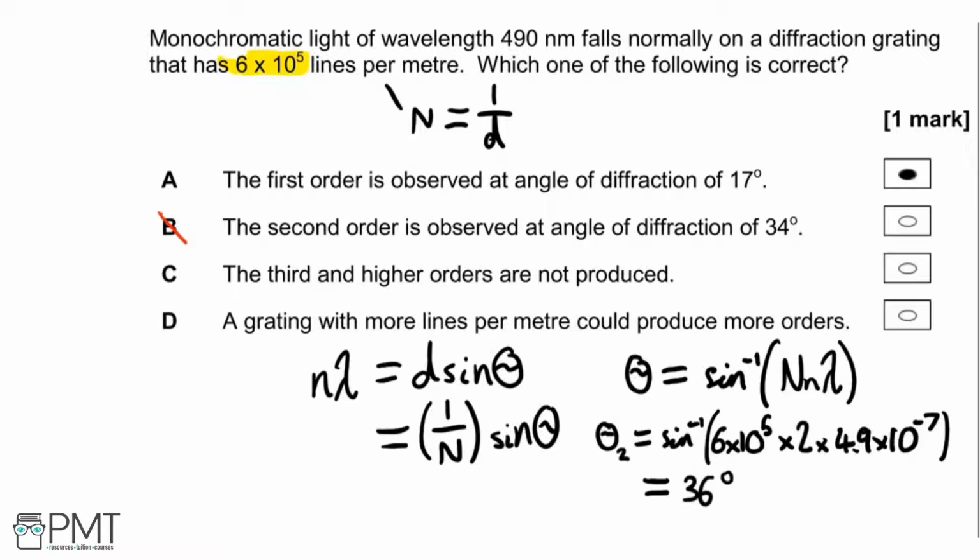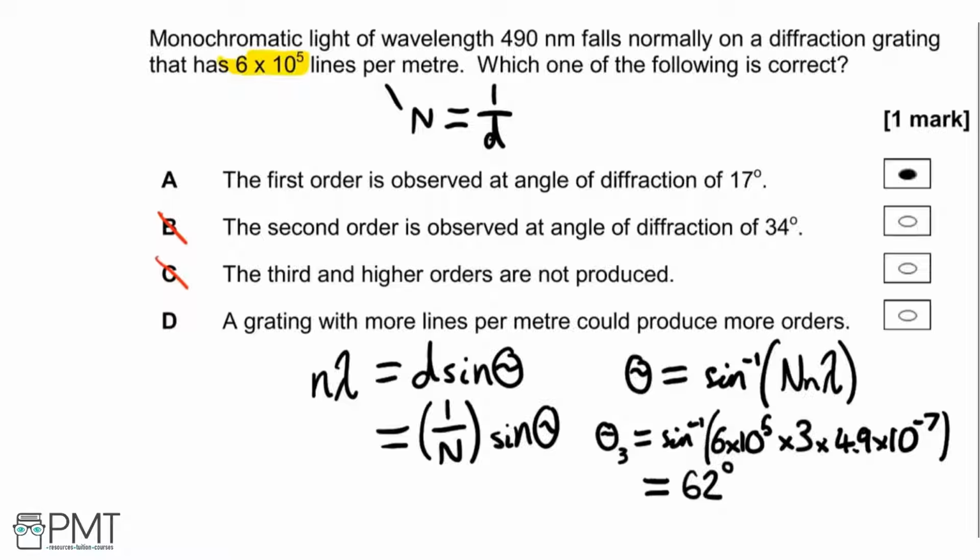So let's find out if the third and higher orders are produced. Let's change the numbers to 3. That gives us an angle of 62 degrees. Now the condition on which a third order wouldn't be produced would be if that angle were to come out as being higher than 90 degrees, because that's not actually possible from a diffraction grating, because that means the light is bending round past the plane of the diffraction grating, which it just wouldn't be possible. So we know then that the third is produced, so C can't be correct, even if those higher ones can't be produced.